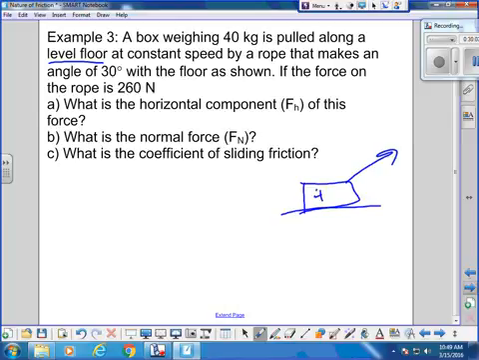So it's a 40 kilogram box. It's 30 degrees right here. The force on the rope is 260. What is the horizontal component? What's the normal force? And this time we're asking for the mu value. Is the fact that it's moving at a constant speed important? It means no acceleration, which means no net force, which means that forces are balanced or equal, exactly.